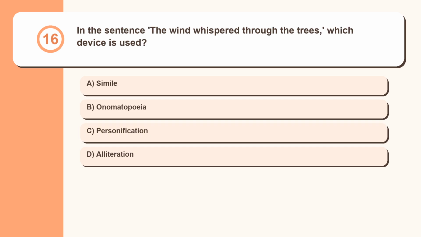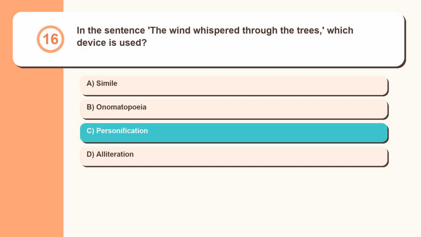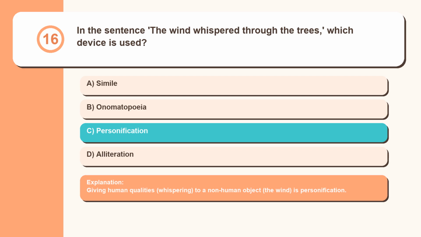Question 16. In the sentence "the wind whispered through the trees," which device is used? Simile, onomatopoeia, personification, alliteration. Giving human qualities, whispering, to a non-human object, the wind, is personification.